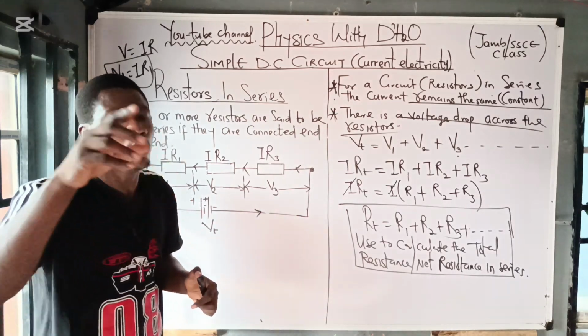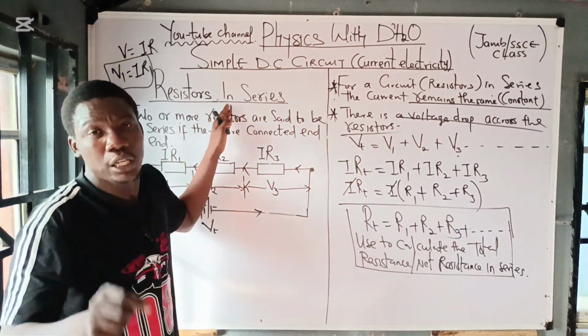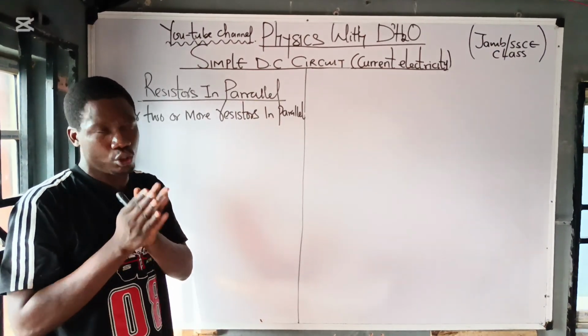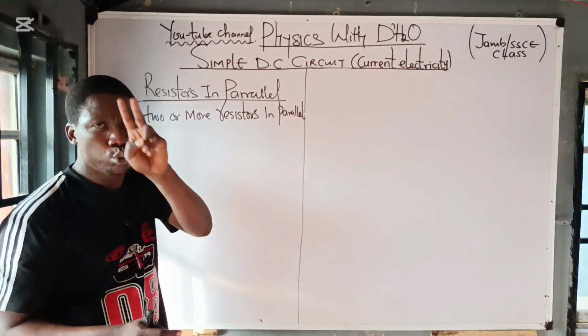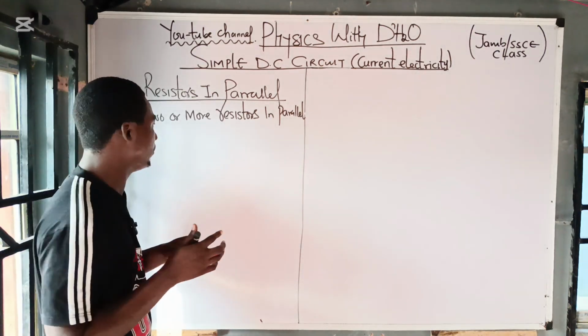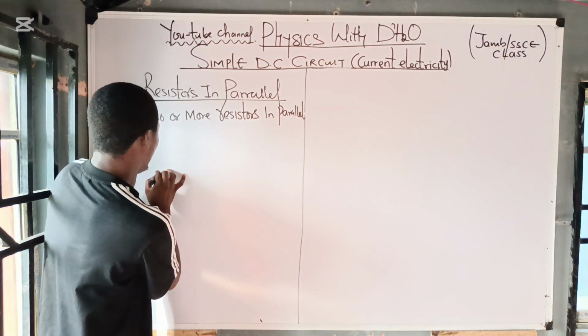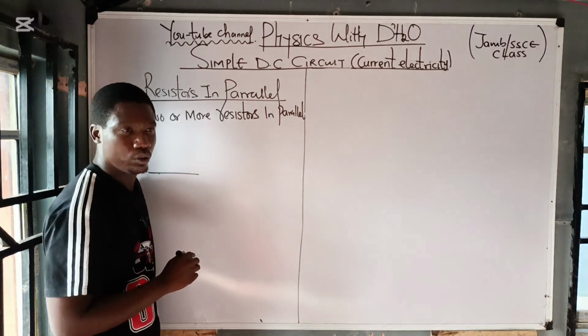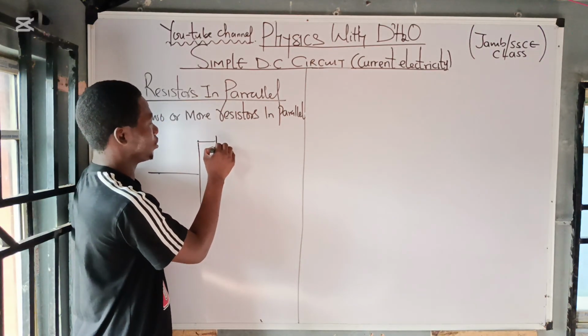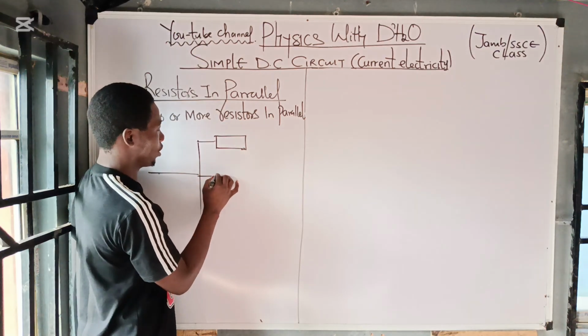Now let's move on to resistors in parallel. Let's do that quickly. Now let's take two or more resistors connected in parallel. For two or more resistors connected in parallel, how will you draw the diagram? Let me show you. Look at this. You have your conductor coming between three resistors. See it here.